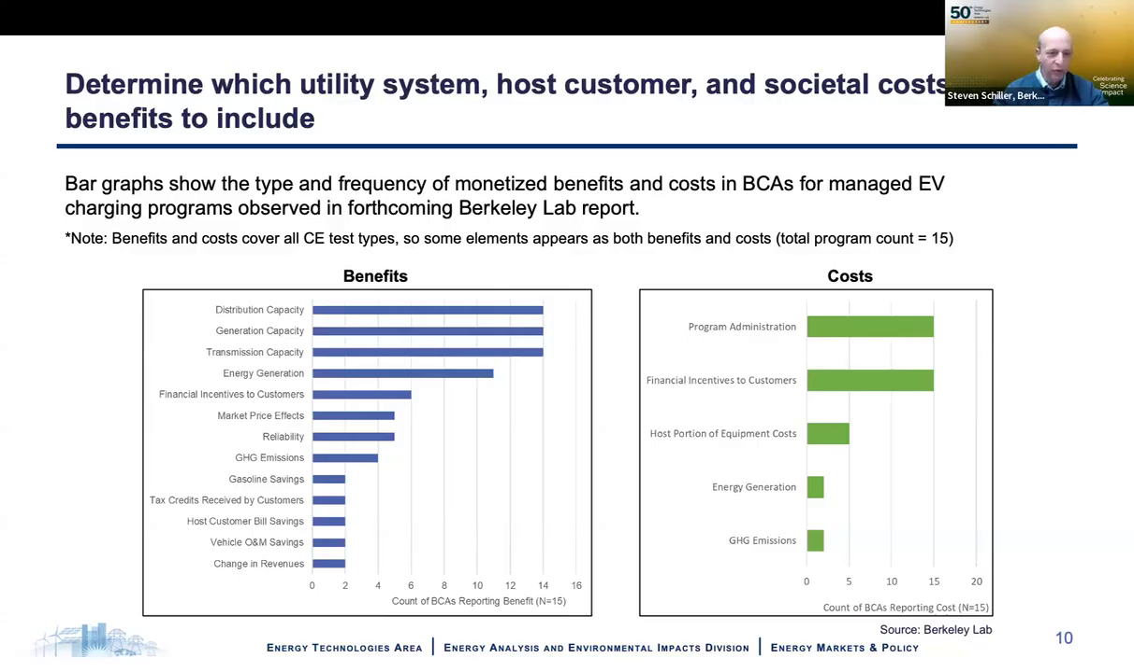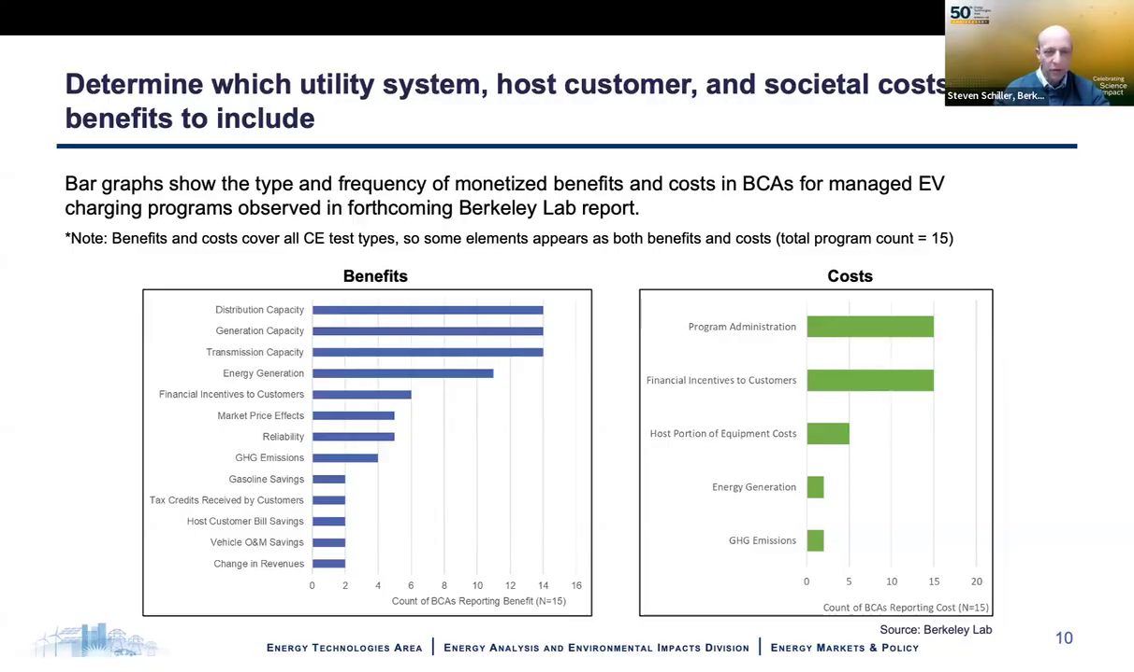So benefits, the most common ones, somewhat obviously, would be distribution, generation capacity, transmission capacity, and the amount of energy generation. But other benefits include greenhouse gas emissions, improvements in reliability, and bill savings. And then costs, of course, are the program administration and any financial incentives. The host portion, the consumer, has to put in specialized charging equipment. Again, is that going to be the cost of that charging equipment, or is it the incremental cost to be able to participate in your managed charging program because that requires specialized equipment? And again, that's looking at your baseline versus your project case.